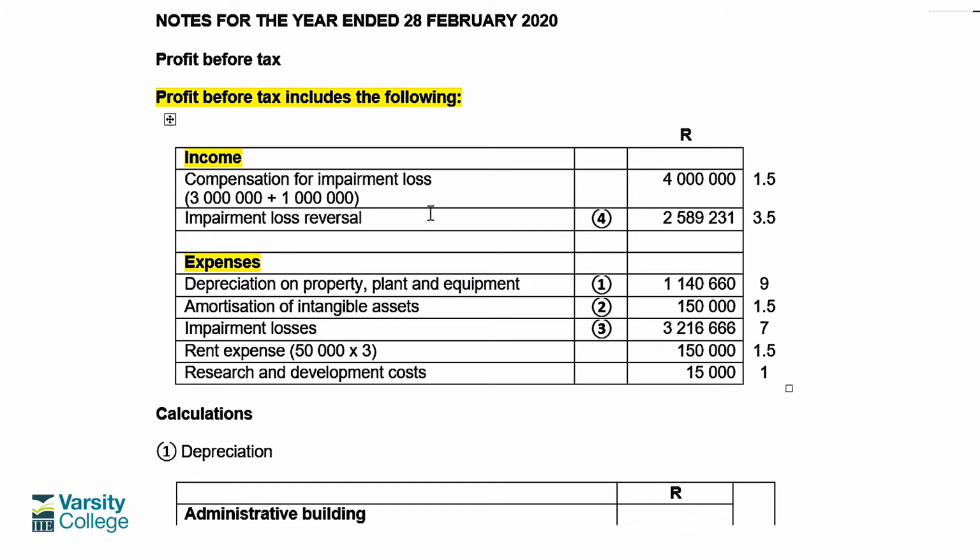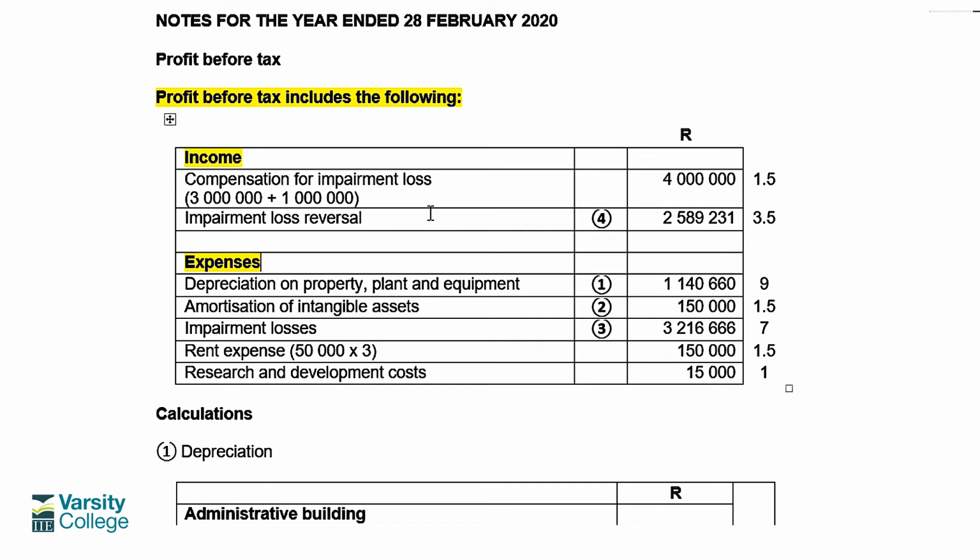So always go for the easy, obvious ones first, because you don't want to miss out on those marks. Then move on to the ones which are more complicated. So what we're going to do now is look at the depreciation and amortization calculations first. As you calculate them, disclose them, and then we'll separately do the impairment losses and possible impairment loss reversals.